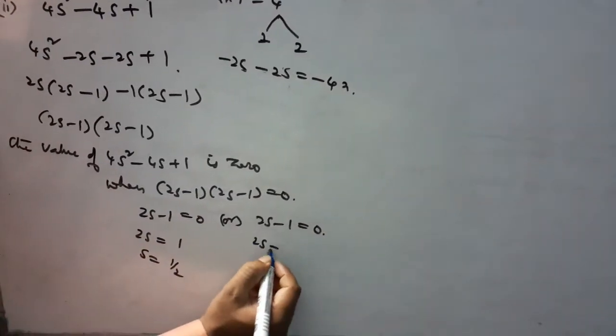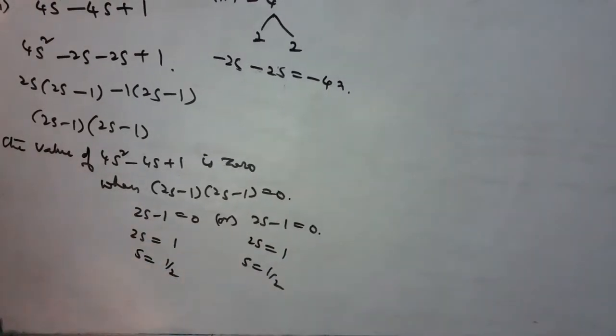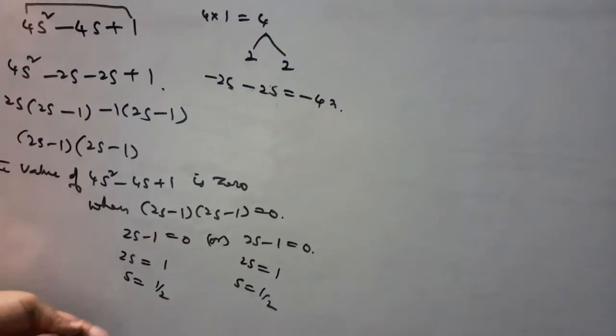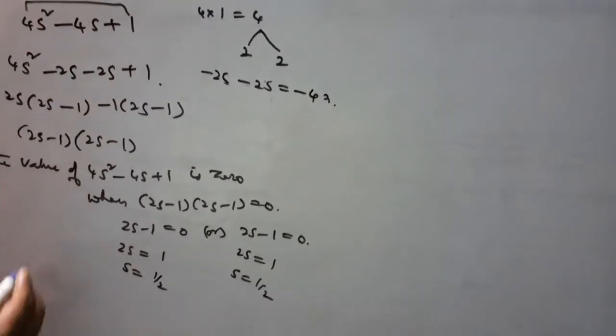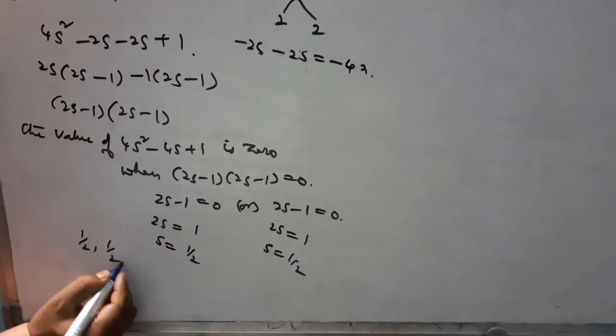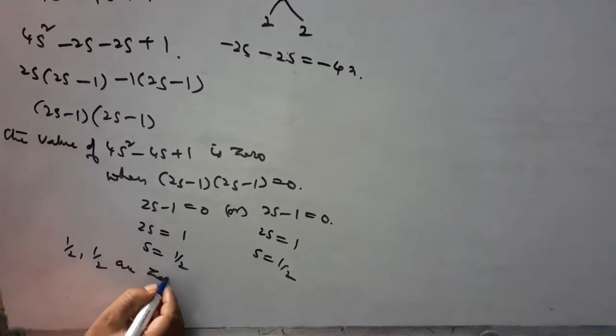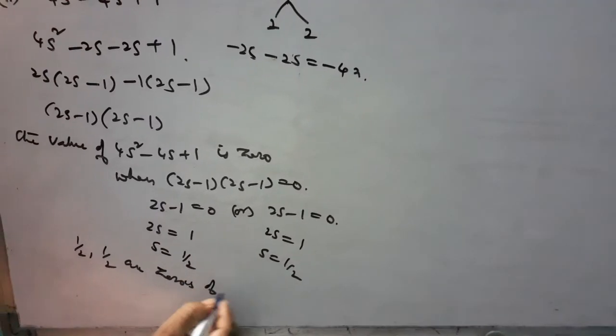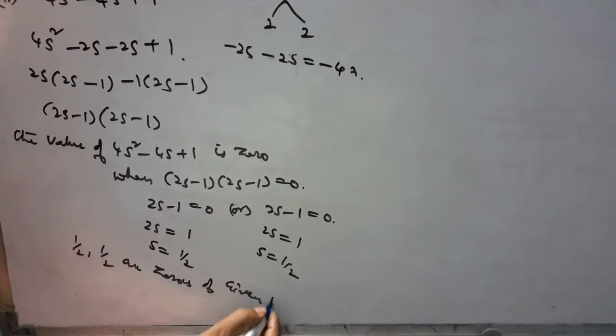It is similar to 2s equal to 1, s is equal to 1 by 2. So the zeros are 1 by 2 comma 1 by 2. So therefore 1 by 2 comma 1 by 2 are zeros of the given polynomial.